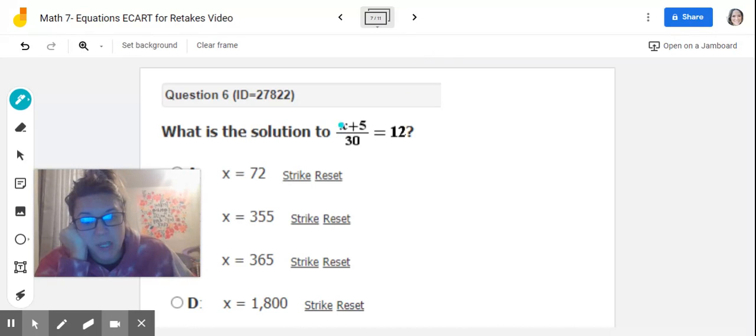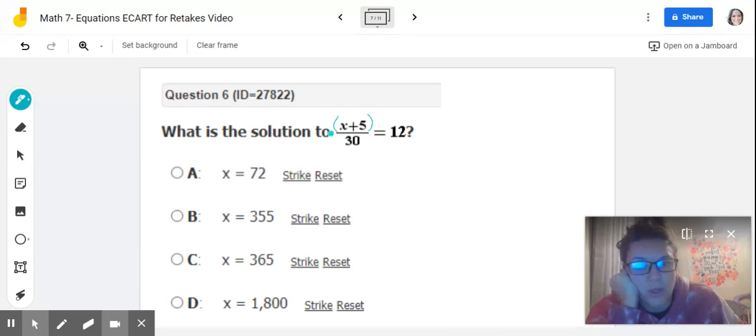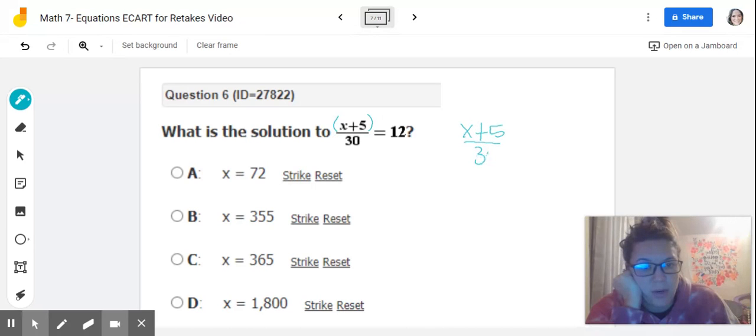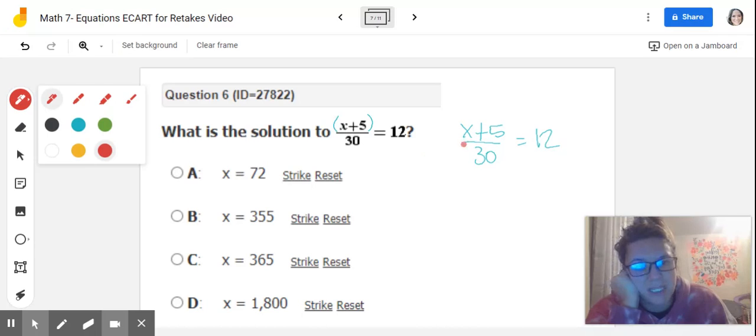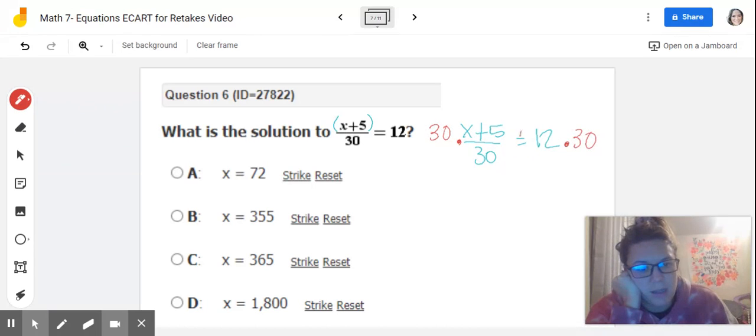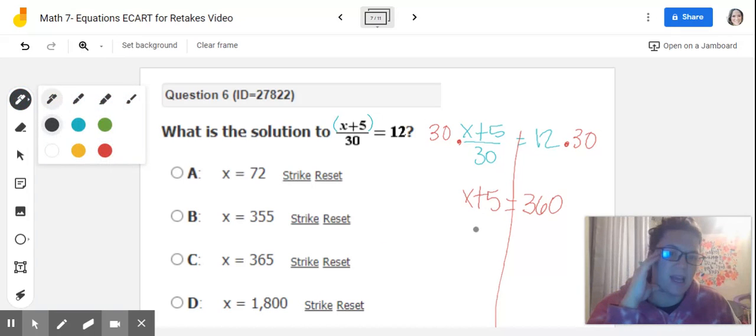All right, this one was weird because it's a different order of operations. This fraction bar kind of groups this x plus 5 on top. And so you have to get rid of the 30 first in this problem. So I'm going to multiply both sides by 30 because that's the opposite of dividing both sides by 30. So multiply both sides by 30, and that leaves me with x plus 5 on this side and 360 on this side. And then the opposite of plus 5 is minus 5.